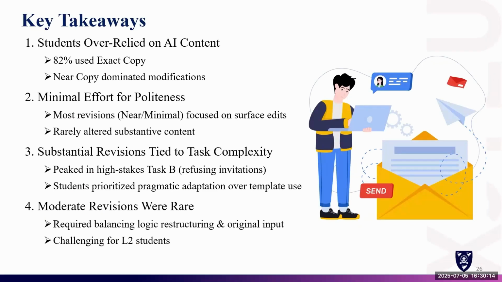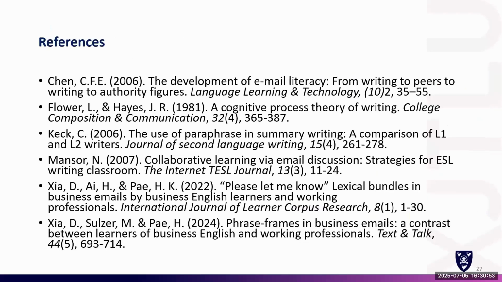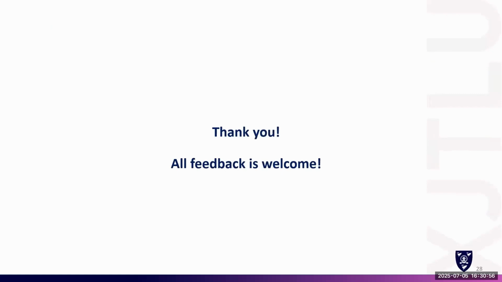And here are some key takeaways from our findings. First, we find that students relied too much on the AI-generated content when they are writing emails, as most of them chose exact copy or near copy. And for those who made modifications, they focus more on adjusting the politeness or tone. And thirdly, the substantial revision depends on the task complexity. And lastly, the moderate revision, which requires higher English proficiency, was very rare among the L2 English speakers. Yeah, and that's all of our findings so far. And thank you for your listening.